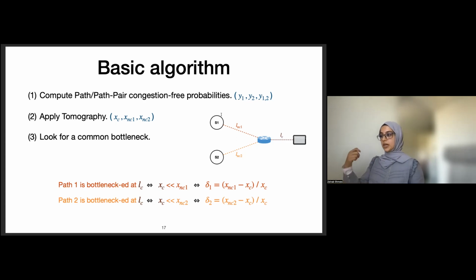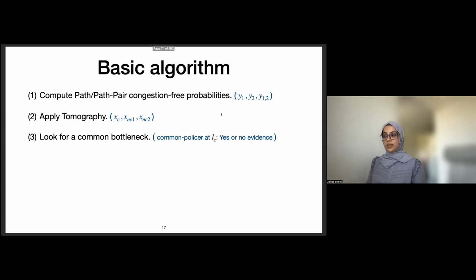So XC, the probability of the common link, should be worse than the probability of the non-common parts. And then the output at the end would be to say whether we have a common policer or we have no evidence. So this looks straightforward. I thought exactly the same when I started on the problem, and probably that's why I started working on the problem. But it turns out it is not that easy.